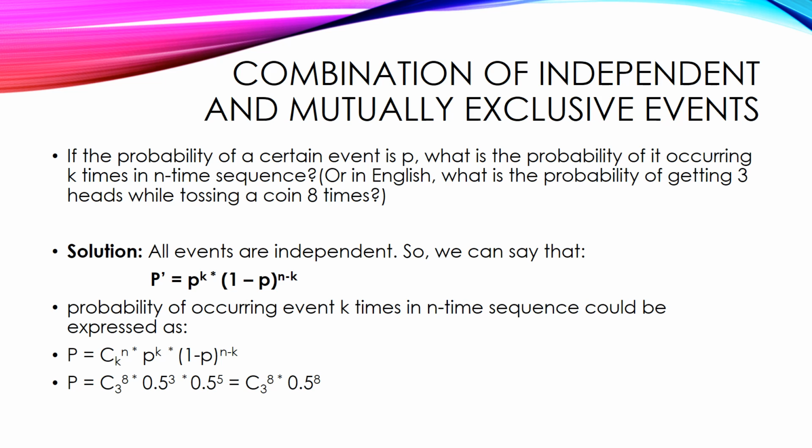In the example, the probability of an event occurring k times in an n time sequence could be expressed as P is equal to nCk into P power k into (1 minus P) whole power n minus k. In the example with a coin, the right answer is P is equal to 8C3 into 0.5 whole power 3 into 0.5 whole power 5, which is equal to 8C3 into 0.5 whole power 8.